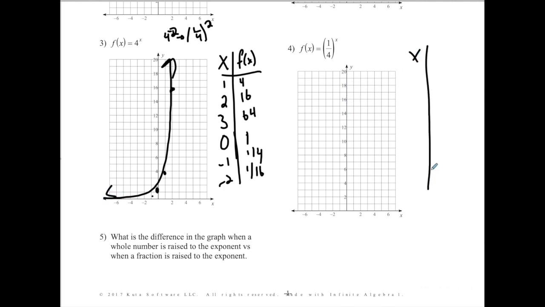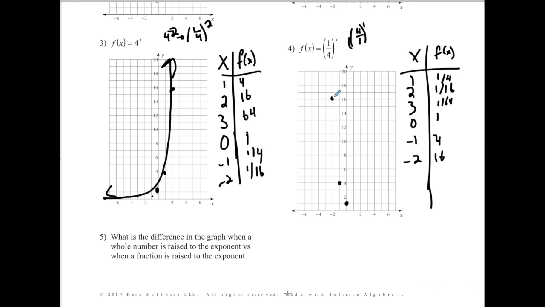All right, this is going to be somewhat of an opposite scenario. So in this one, let's try with the same numbers: 1, 2, 3, 0, negative 1, negative 2. So for 1, anything to the power of 1 is itself. For 2, it's 1/4 squared, 1/4 times 1/4. Okay, here it's 1/4 times 1/4 times 1/4. Now, interestingly, again, 0 is 1, but now negative 1 flips and becomes 4 over 1, or simply 4 to the power of 1. And then a similar thing with the negative 2. So I've got 0, 1.